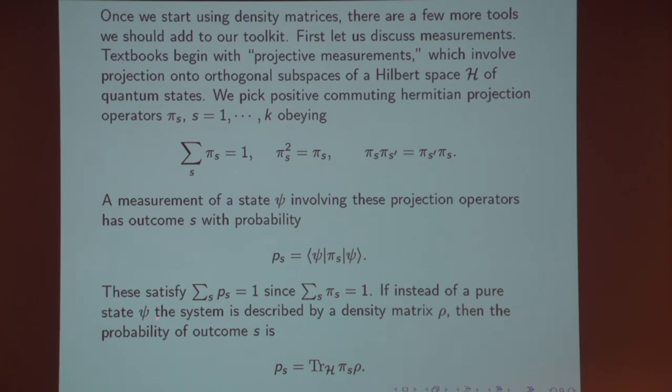If instead of a pure state, the system is described by a density matrix rho, then this formula is generalized like so. And the probabilities still add up to 1 for the same reason.